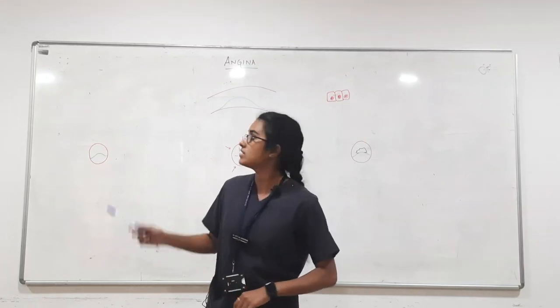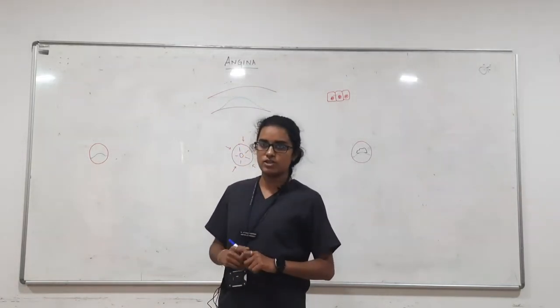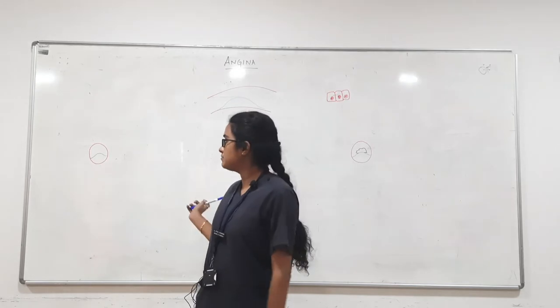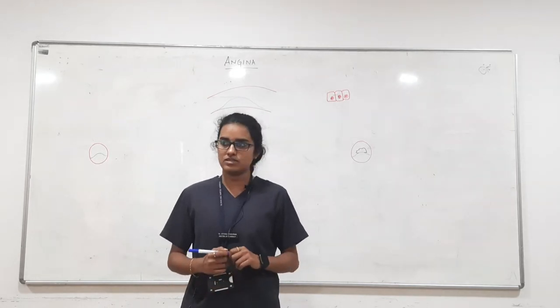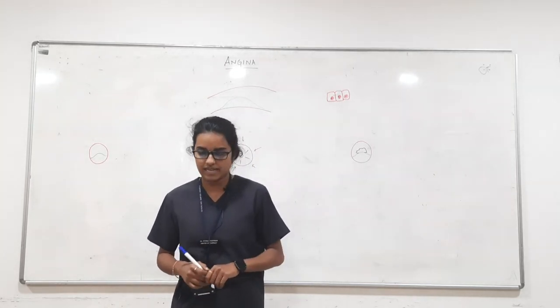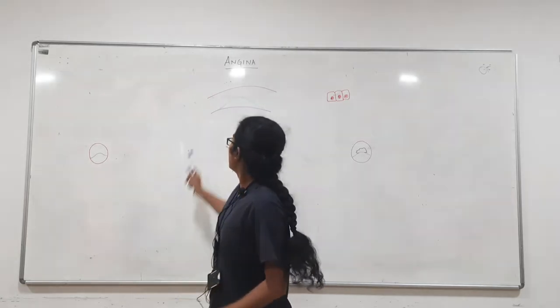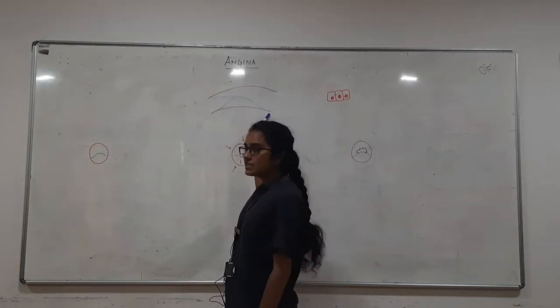Today I'll be talking about angina. First we'll talk about the pathophysiology, then types, and then we'll discuss beta blockers, why we use them as anti-angina drugs. So this is a blood vessel, consider.